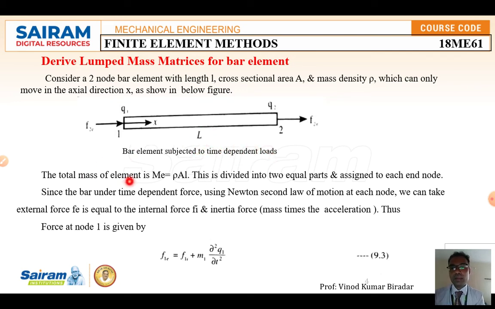The total mass of the given element is the mass density rho times area times length, rho A L. This can be divided into two equal parts, assigned to each node.